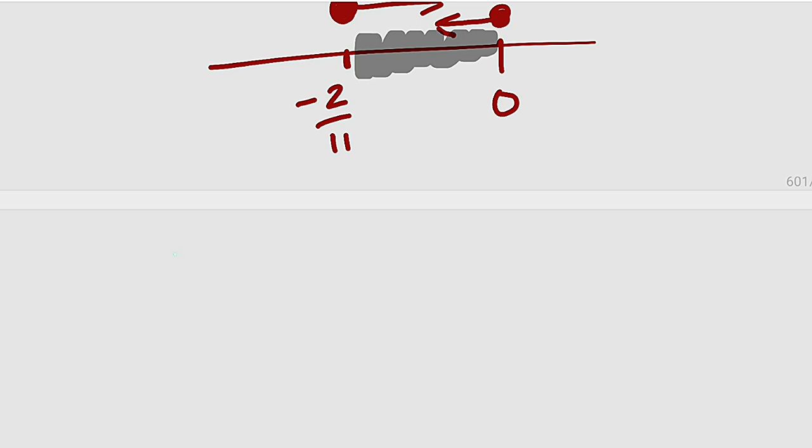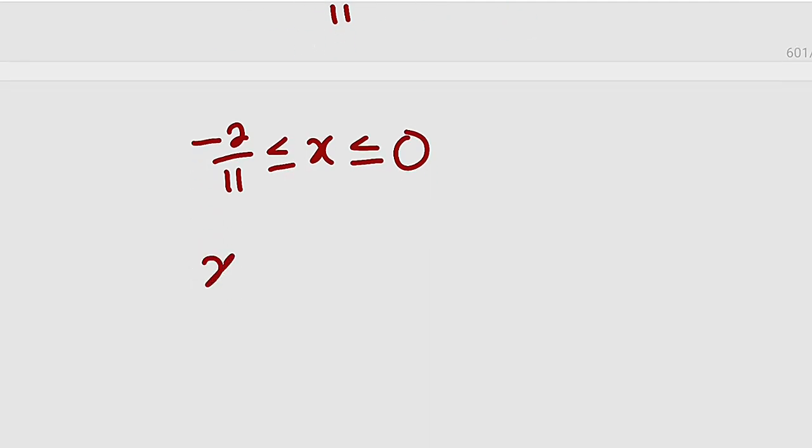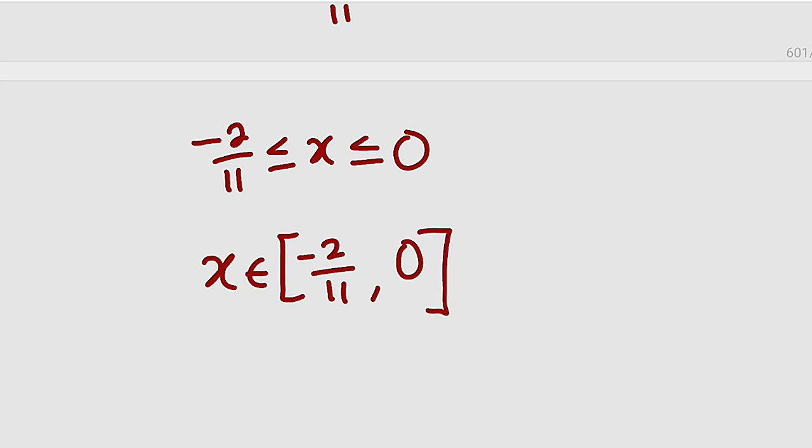Let us include the two endpoints. For an inequality, you have negative 2 divided by 11 less than or equal to x less than or equal to 0. And the other one, x belongs to the set of numbers from negative 2 divided by 11 to 0 inclusive. So this is our solution.